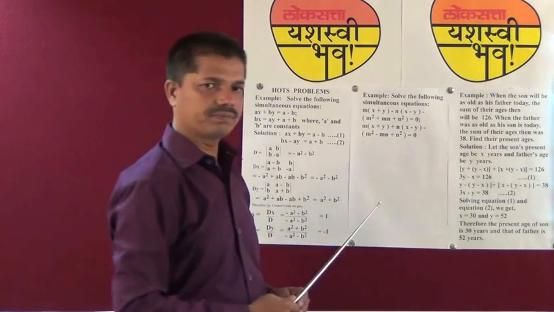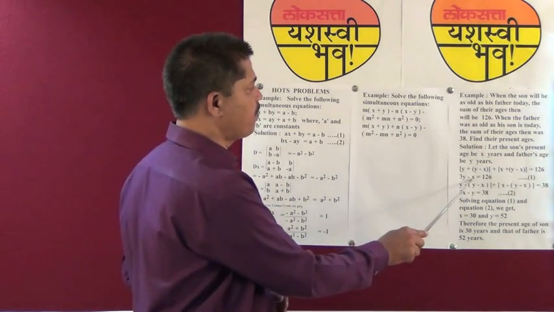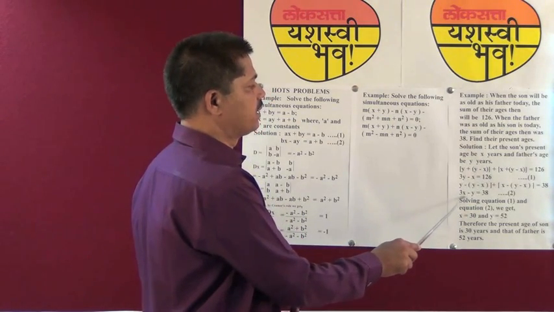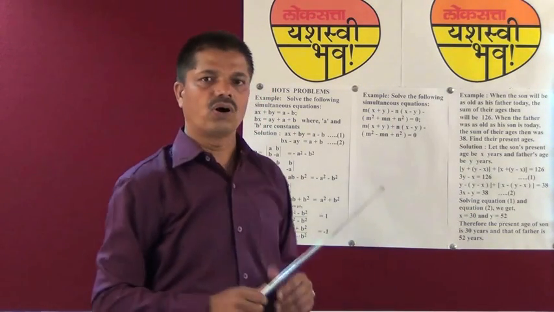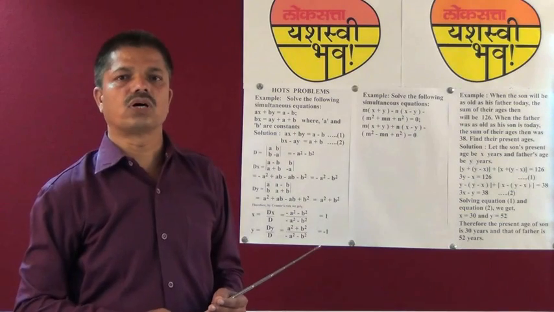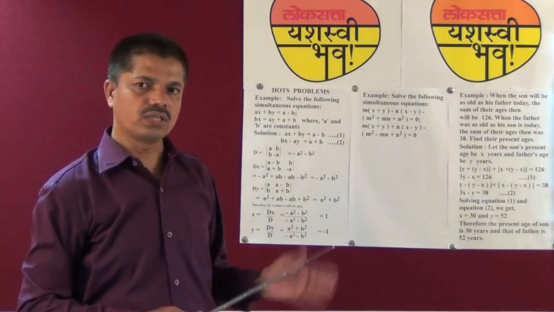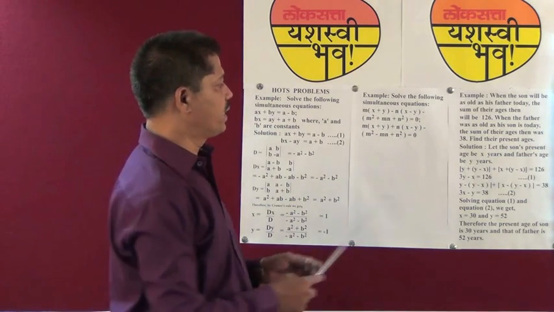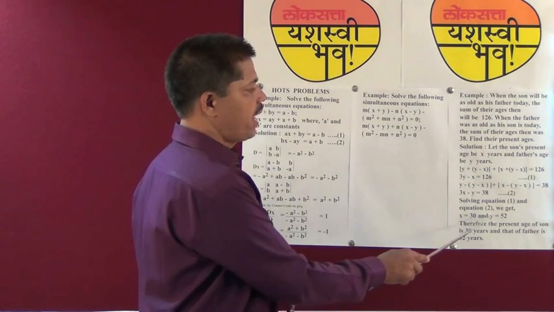The simplified form of this equation is 3x minus y is equal to 38. If you consider the equations 3y minus x is equal to 126 and 3x minus y is equal to 38, you are already acquainted now with how to solve these simultaneous equations. If you solve equations 1 and 2, you will get x is equal to 30 and y is equal to 52.